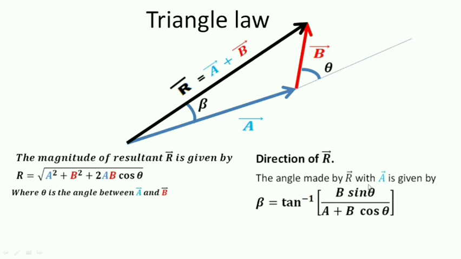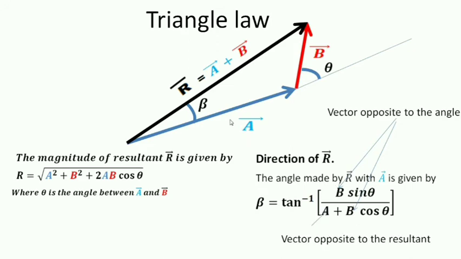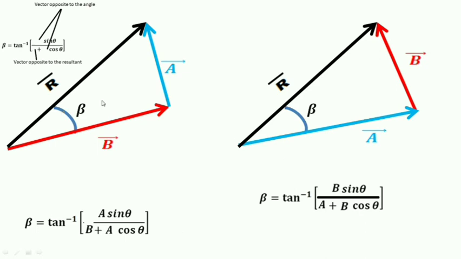and the direction of the resultant will be given by this expression. To find the direction or angle beta we have to write the vector opposite to the angle out here, and out here we have to write the vector which is making the angle with the resultant. So out here we have to write b because b is opposite to beta, and the resultant is making angle beta with a, so we have to write a out here. If we interchange this a and b, the formula will be something else. So out here you can see I have interchanged a and b.